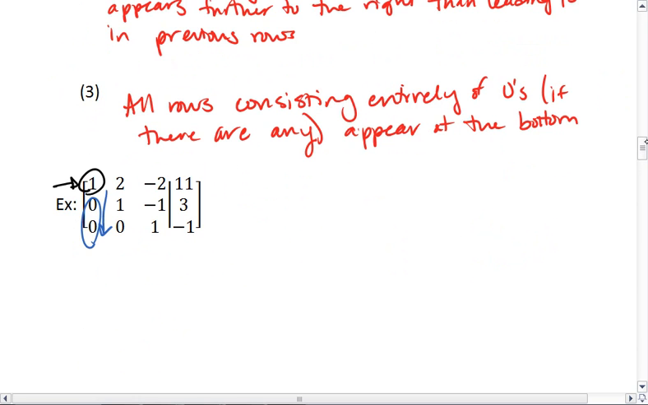Our second row, the first number is a 1, and it is further to the right than this first one. And every number below that is a 0. In our last row, our first number is a 1 that we hit. There's no numbers below that we need to worry about, and it is further to the right than the two leading ones above it. So what we end up getting is this diagonal of 1s with zeros below.